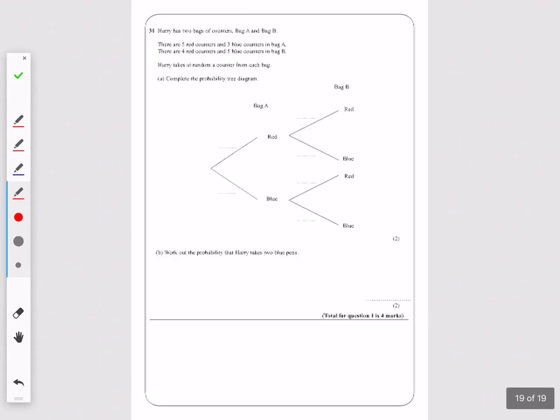Last question. Harry has 2 bags of counters, bag A and bag B. There are 5 red counters and 3 blue counters in bag A, 4 reds and 5 blues in bag B. Harry takes a counter at random from each bag. Complete the probability tree diagram. So in bag A, the probability of getting a red would be 5 out of 8, and probability of getting a blue would be 3 out of 8. And in the second bag, red would be 4 out of 9, and blue would be 5 out of 9, and it would be same down here, 4 out of 9 and 5 out of 9.